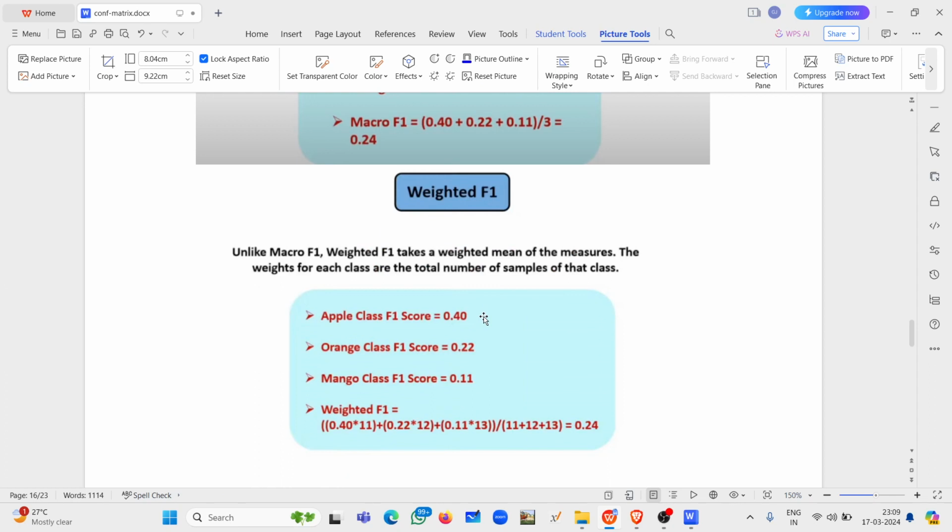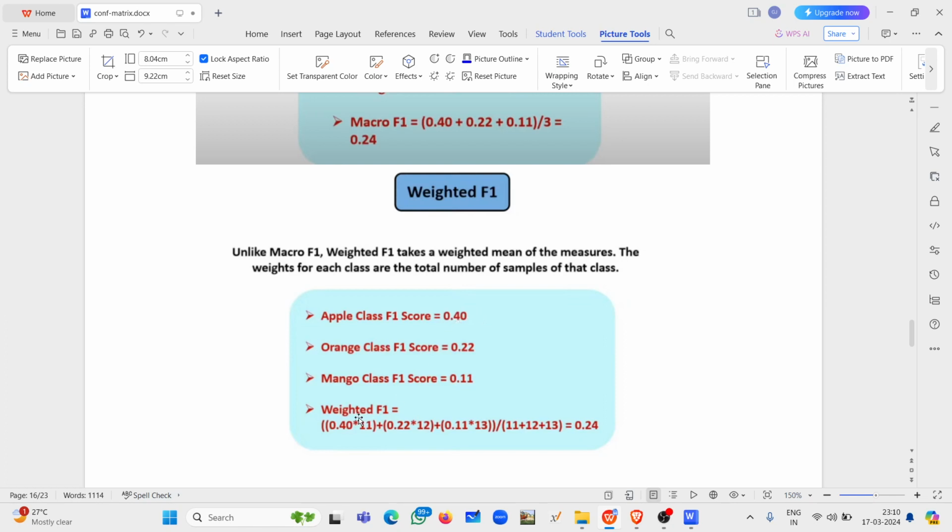The other one is the weighted F1 score. How do you calculate the weighted F1 score? For example, for the apple class F1 is 0.4, and the orange class F1 score was 0.22, and we already calculated all these things. But why is it so important to go for the weighted one? You will find that apple, orange and mango are not in the same proportion. That means an equal number of apple, orange and mango is not there. Apples may be 11, oranges something like 13, and mango may be something different. You get it now? So in that case, if you go for the weighted F1 score, it will be more appropriate.